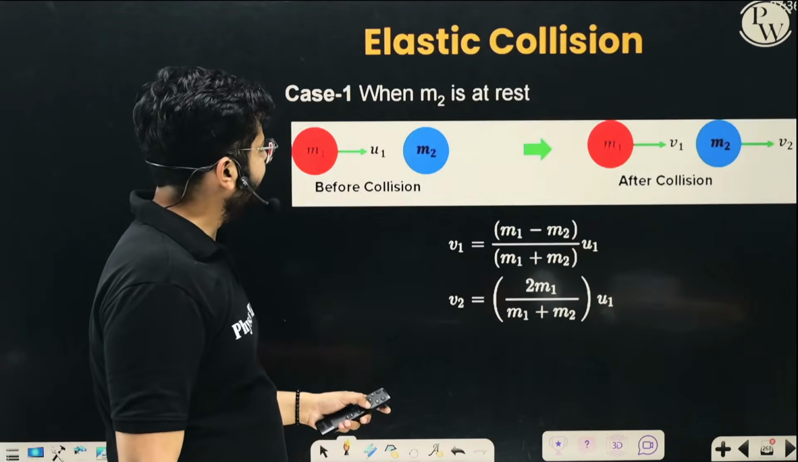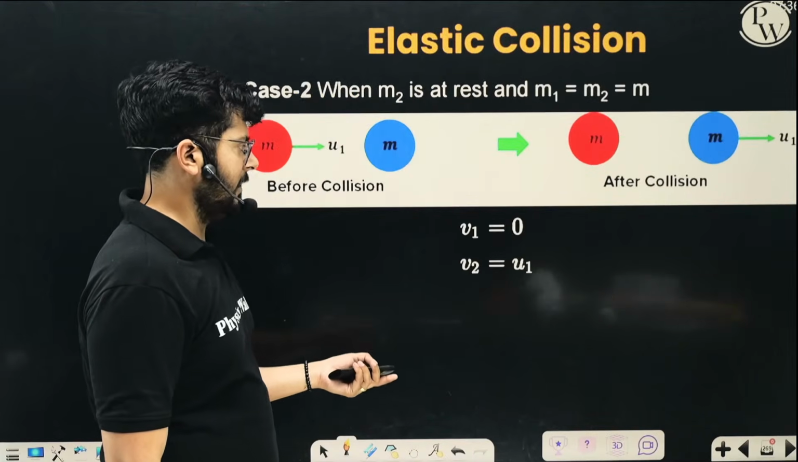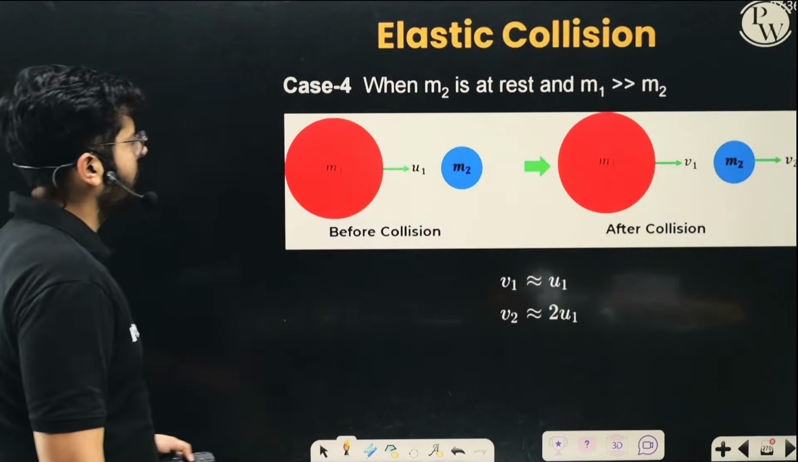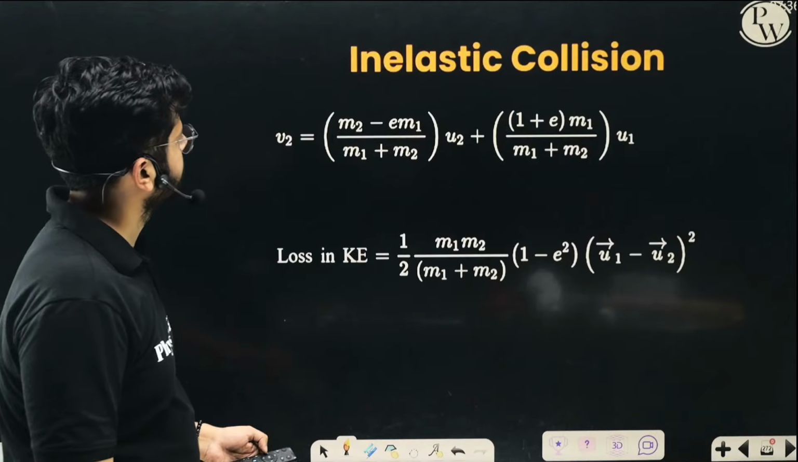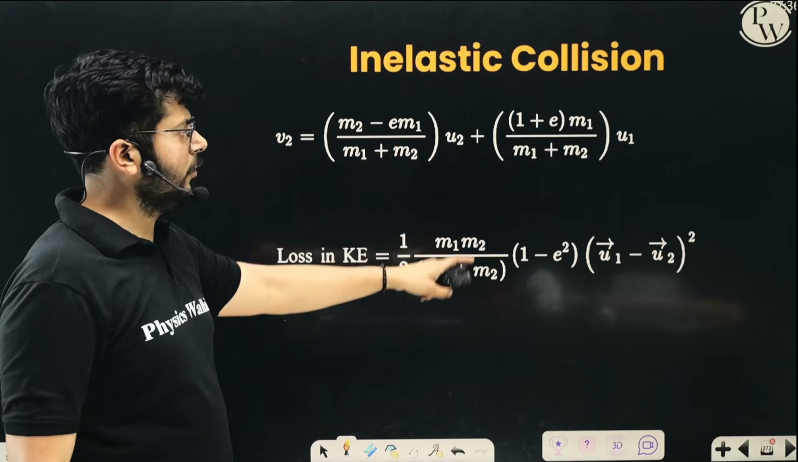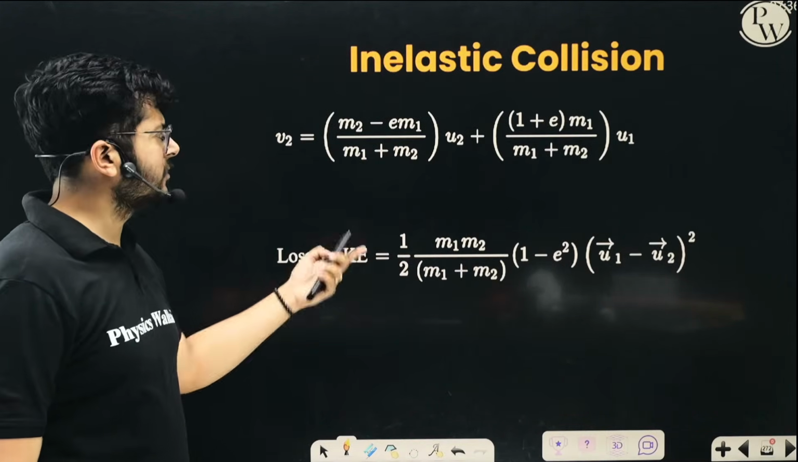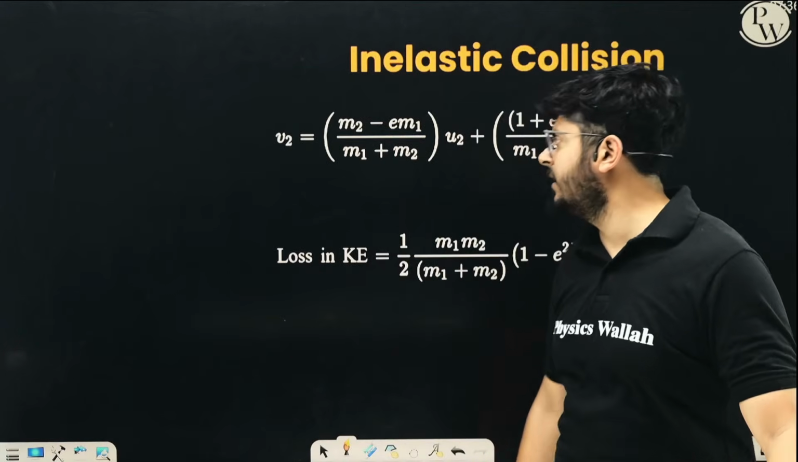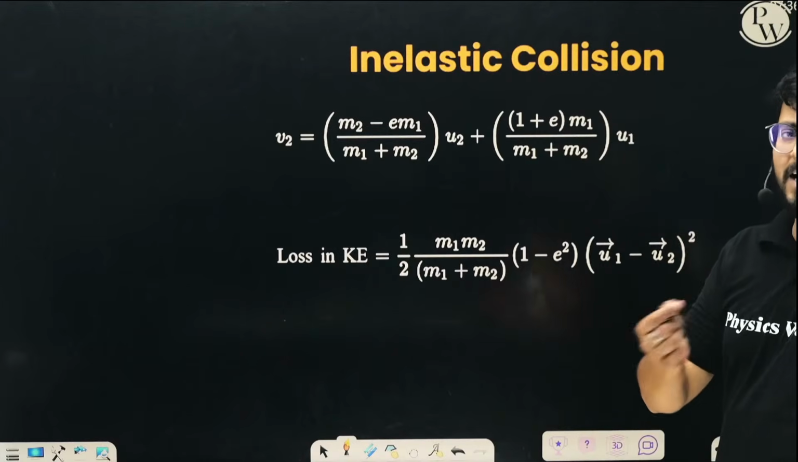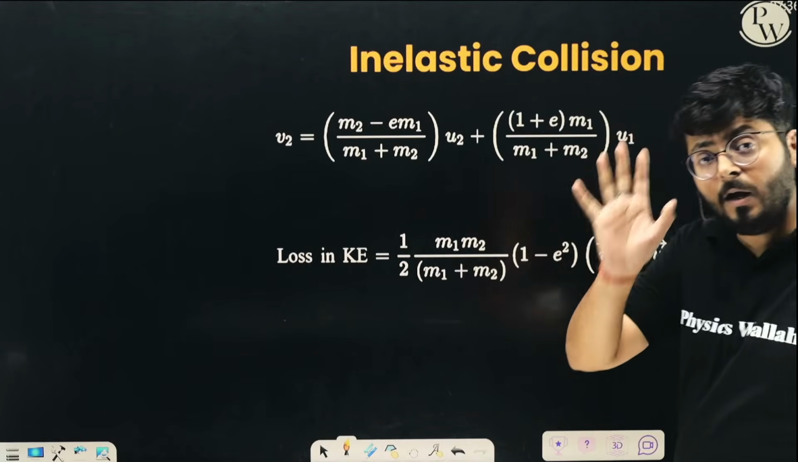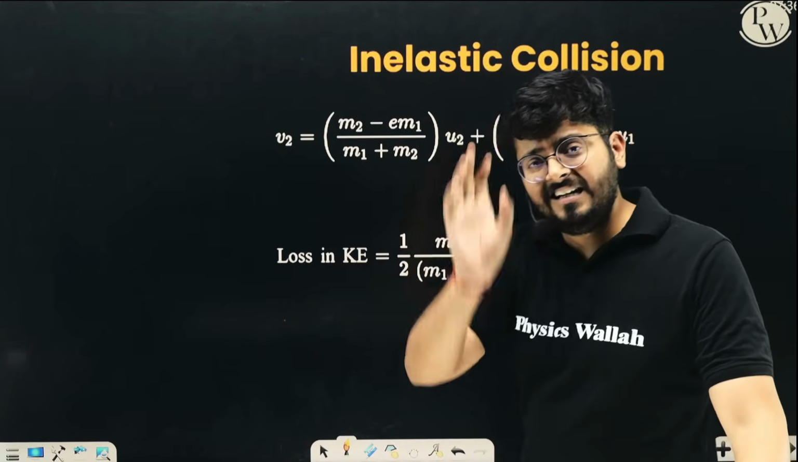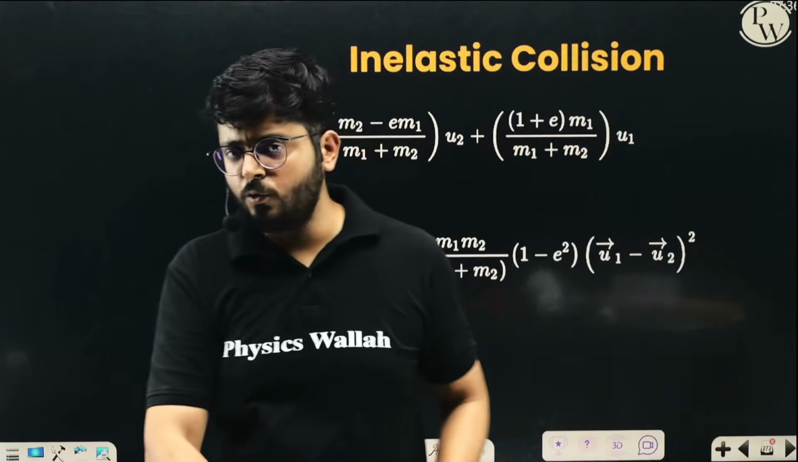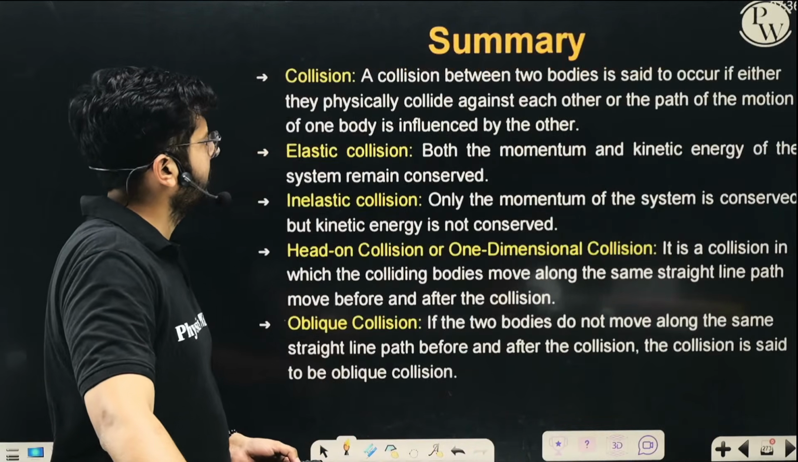Now in the inelastic collision, however, what will happen? u1 and u2 will have different values like this. Generally they don't ask questions in the NEET exam from the inelastic collision. However, if they do, the value of e will come into the picture. And even if the collision is inelastic, the conservation of momentum holds true in this one as well, right?